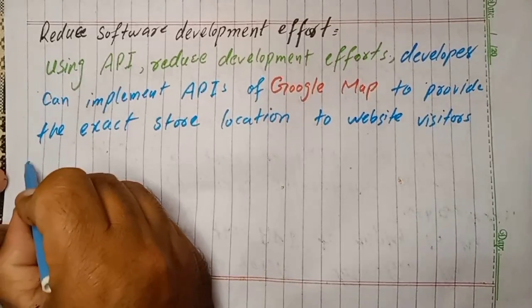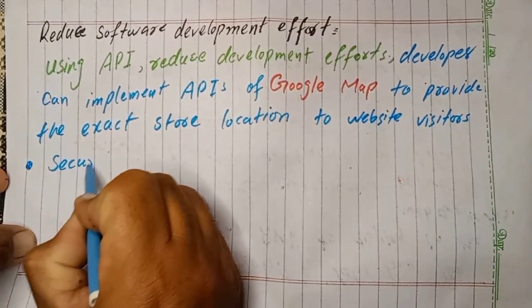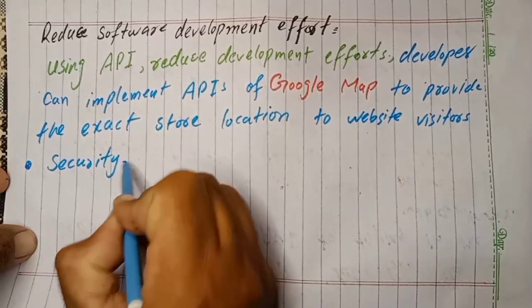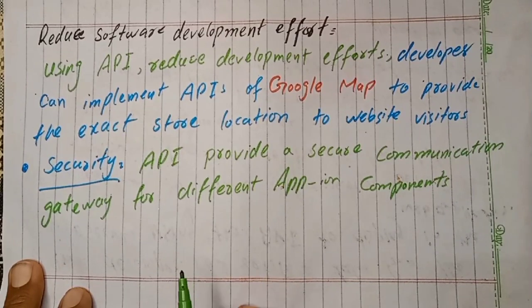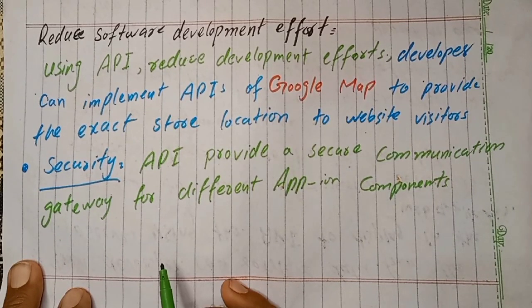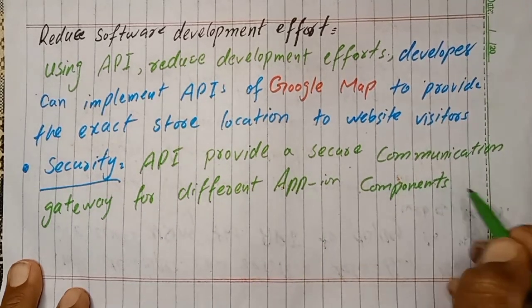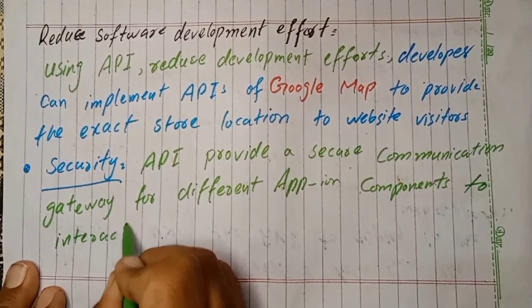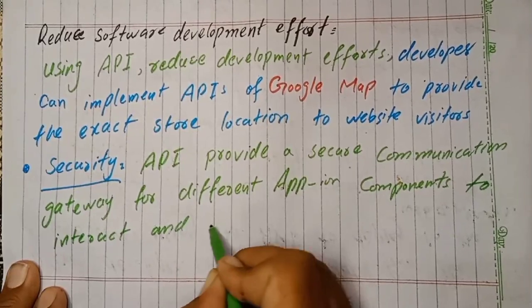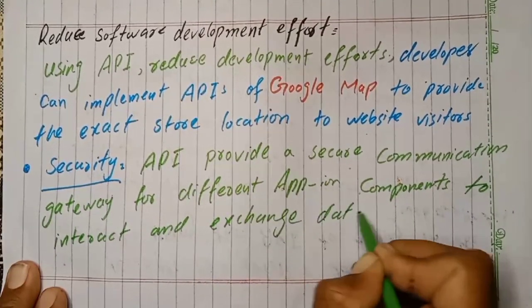Next, security. An API provides a secure communication gateway for different app components to interact and exchange data.